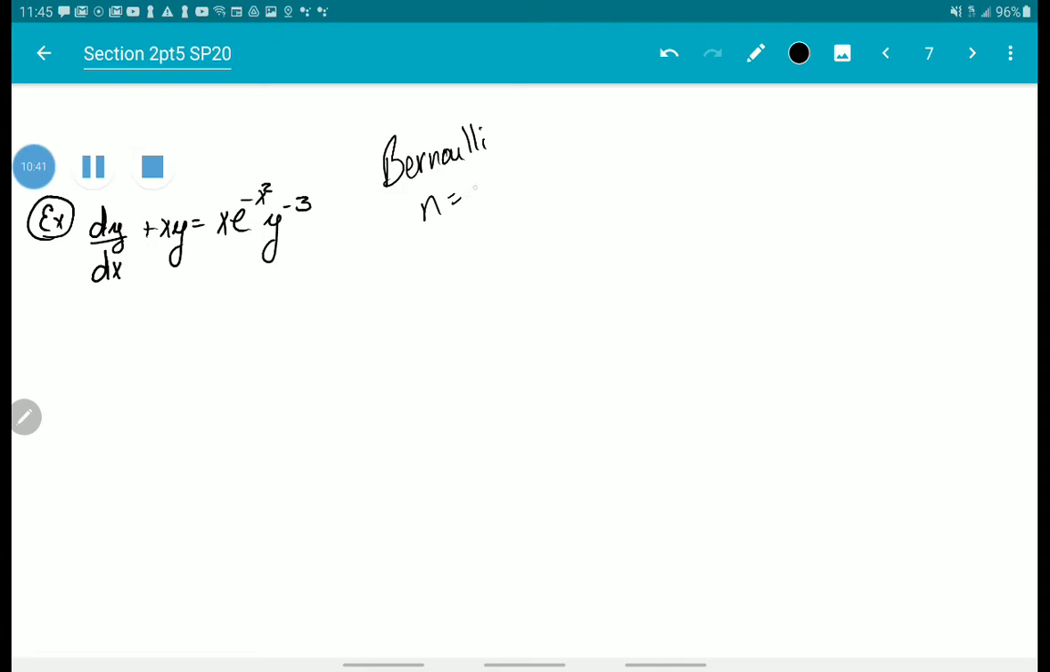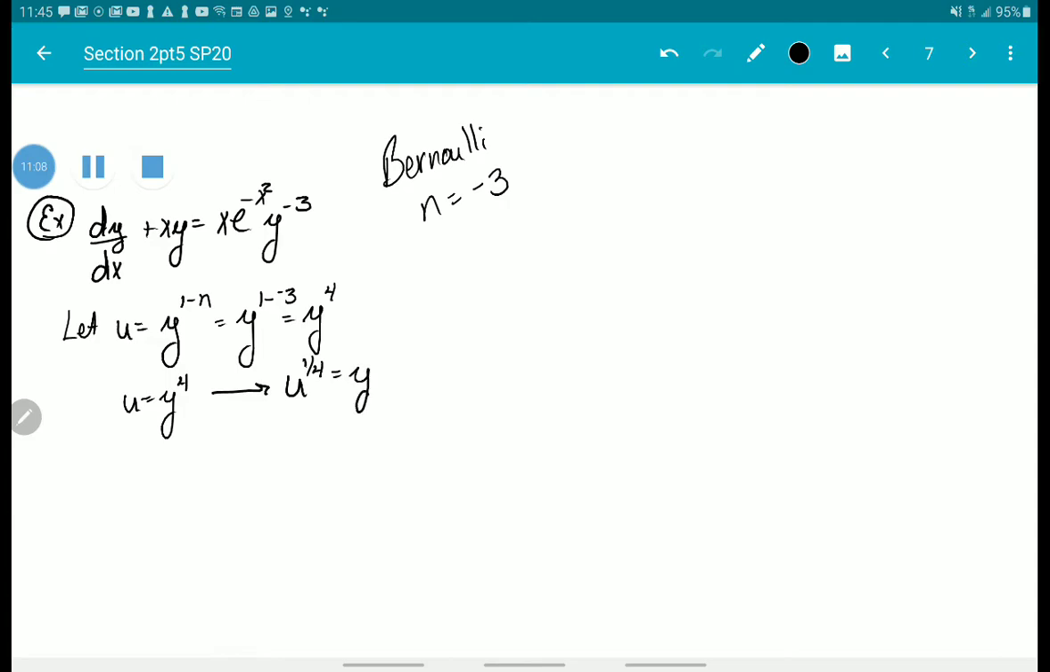In this case, our n is negative 3. So we're going to do a u substitution. Let's let u equal y to the 1 minus n. So that's going to be y to the 4th. So if u is y to the 4th, then that means u to the 1/4 is equal to y. And if we were to take the derivative of y with respect to x, we're going to have 1/4 u to the negative 3/4, times the derivative of u with respect to x.